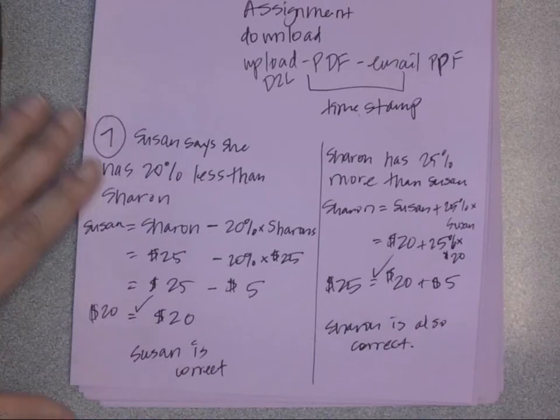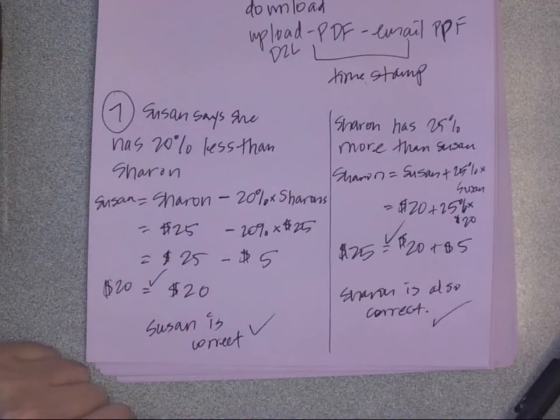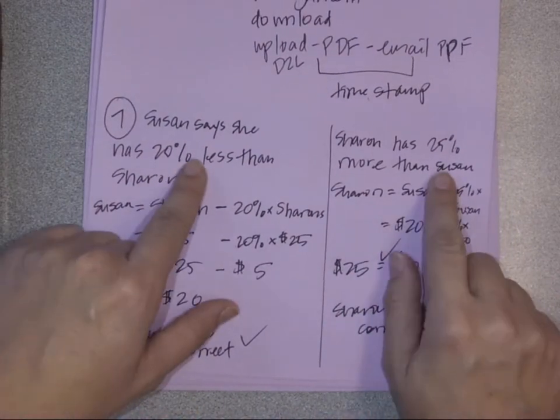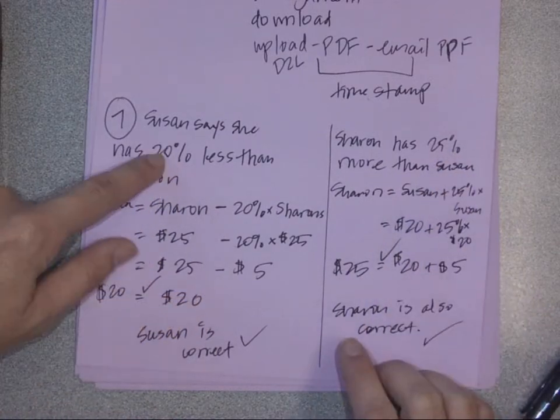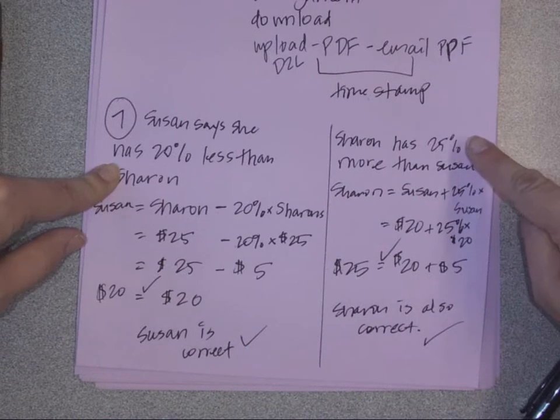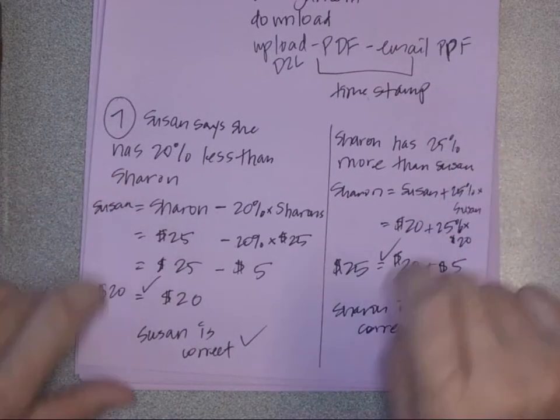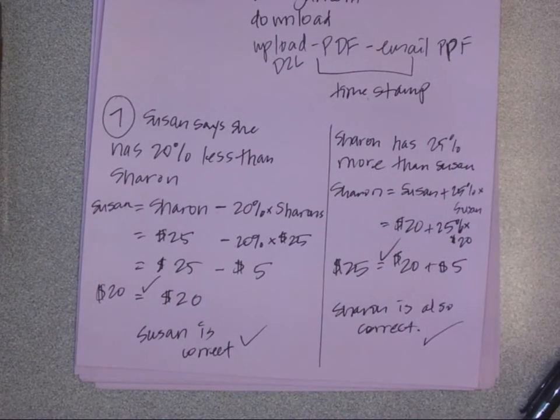So Sharon's also correct. They're both right here. And the reason why they're both right is because they're talking about different percentages, but they're talking about percentages of a different amount of money. 20% less than Sharon is the same thing as 25% more than Susan. I hope that helped.